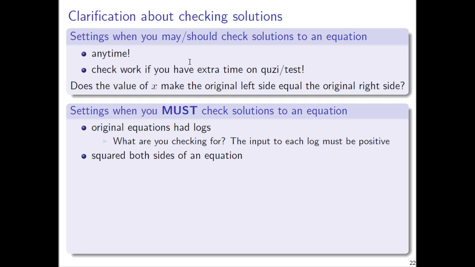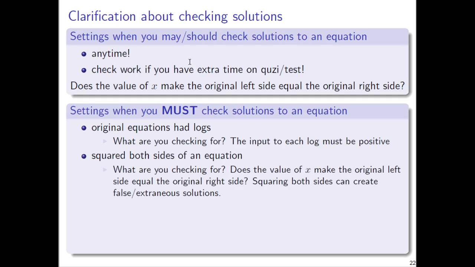If you square both sides of an equation, then you must check. What are you checking for? It's really the same check as earlier. Does the value of x make the original left side equal to the original right side? Why are you doing this check, though? It's because squaring both sides can create false or extraneous solutions.